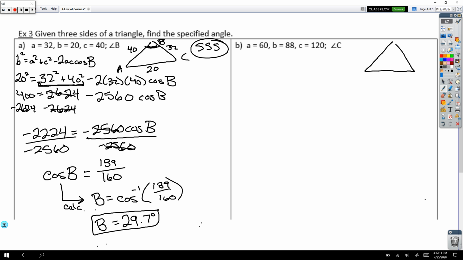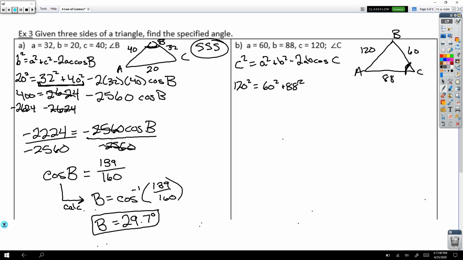So set up the triangle. Side A is 60, side B is 88, and side C is 120. And we're trying to find angle C. So that means I need to use this formula. Plug in everything I know. So 120 squared equals 60 squared plus 88 squared minus 2 times 60 times 88 cosine C.